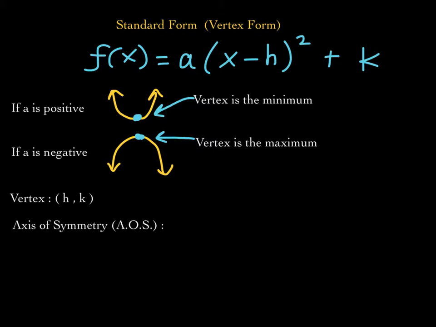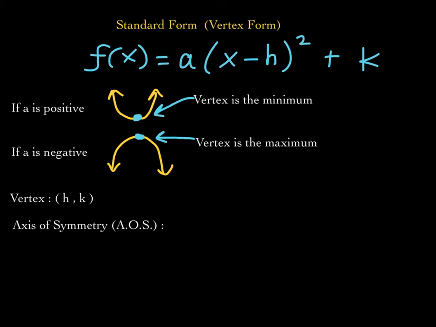Now, there's something called the Axis of Symmetry. The Axis of Symmetry, or AOS for short, is a vertical line that intersects your vertex. A vertical line that intersects your vertex, and what it does is it basically splits your parabola in half, so that the left branch mirrors the right branch.